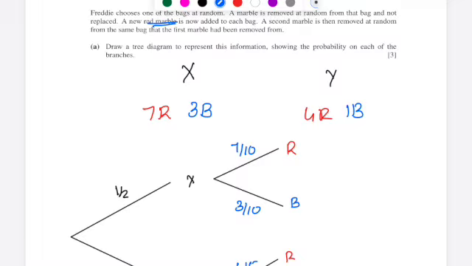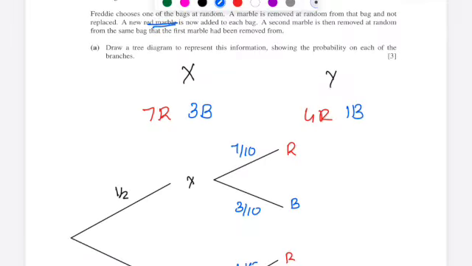So what will be happening now? In this case, one red marble has been taken, so basically it will become 6 red and 3 blue, but again one is added, so it will become 7 red and 3 blue. So the probability of red will now be 7 upon 10 and blue will be 3 upon 10.